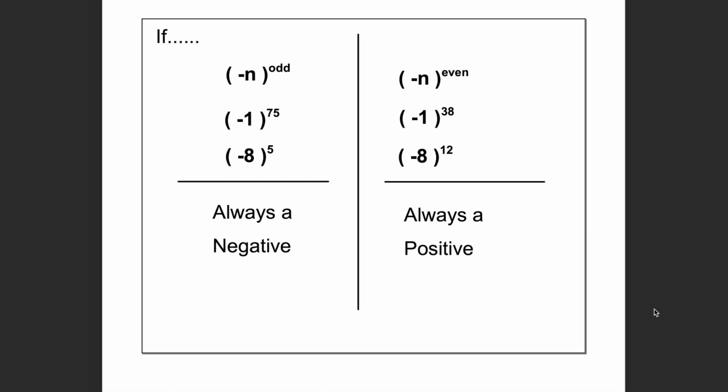then it's always going to be negative. And if you raise a negative number to an even power, it's always going to be positive. So it doesn't matter what those numbers are, as long as your exponent is even, then it's always going to be a positive. If your exponent is odd, it's always going to be a negative. But that's only when you raise a negative number to an exponent.